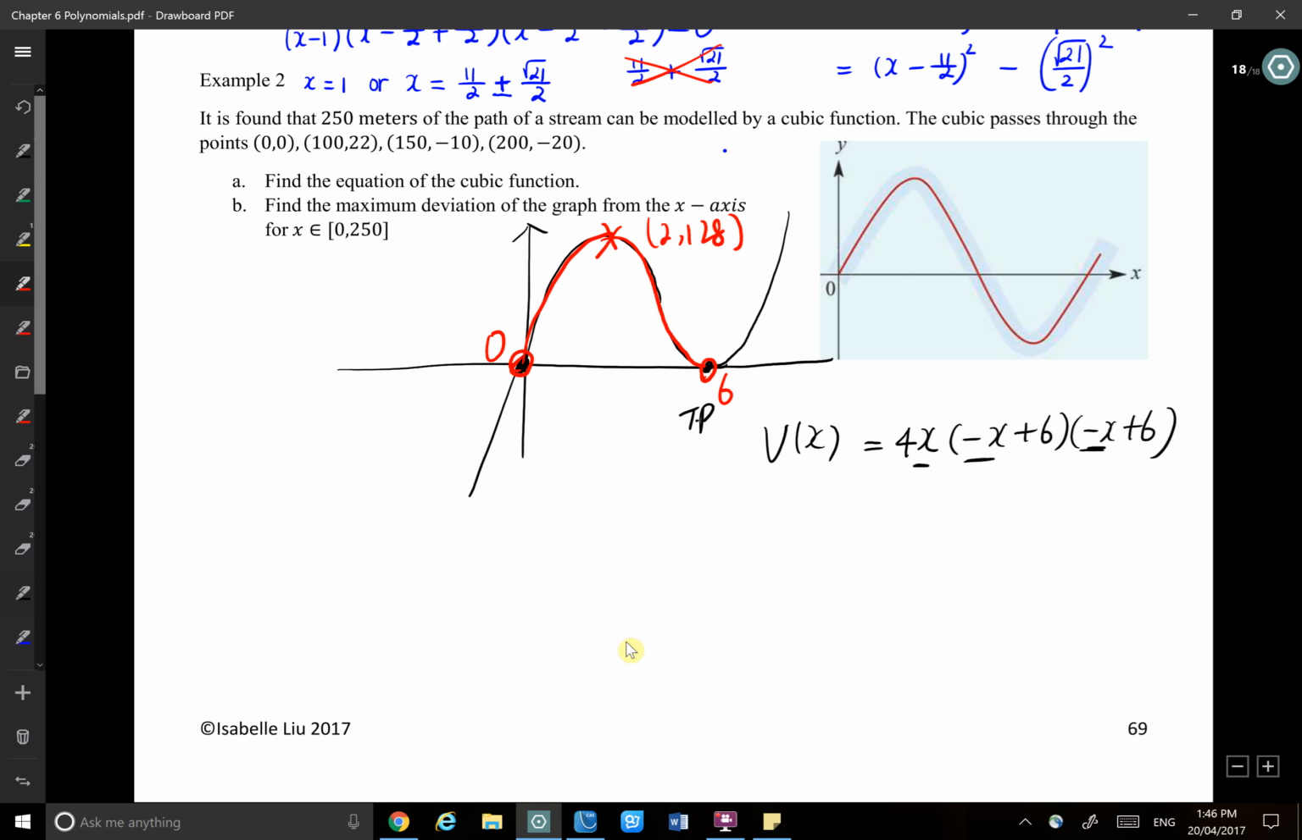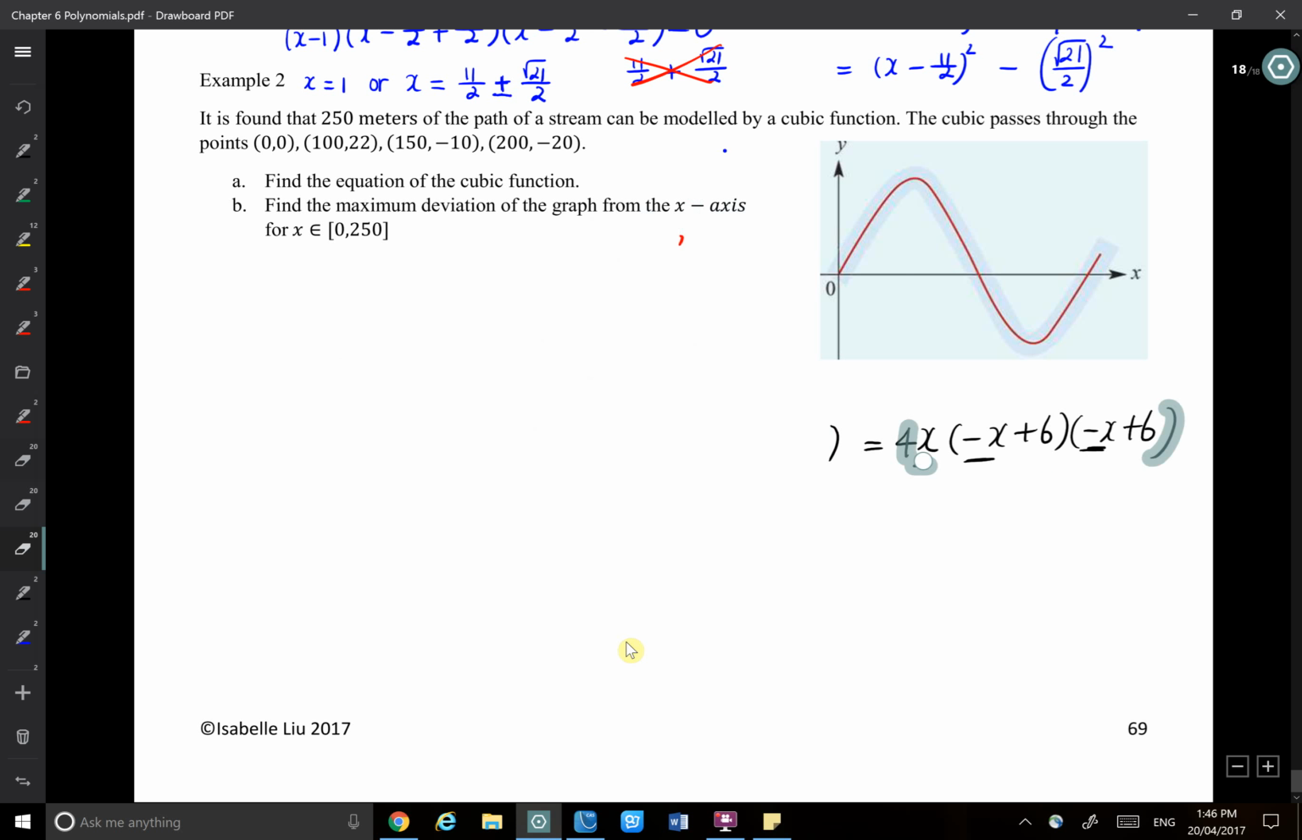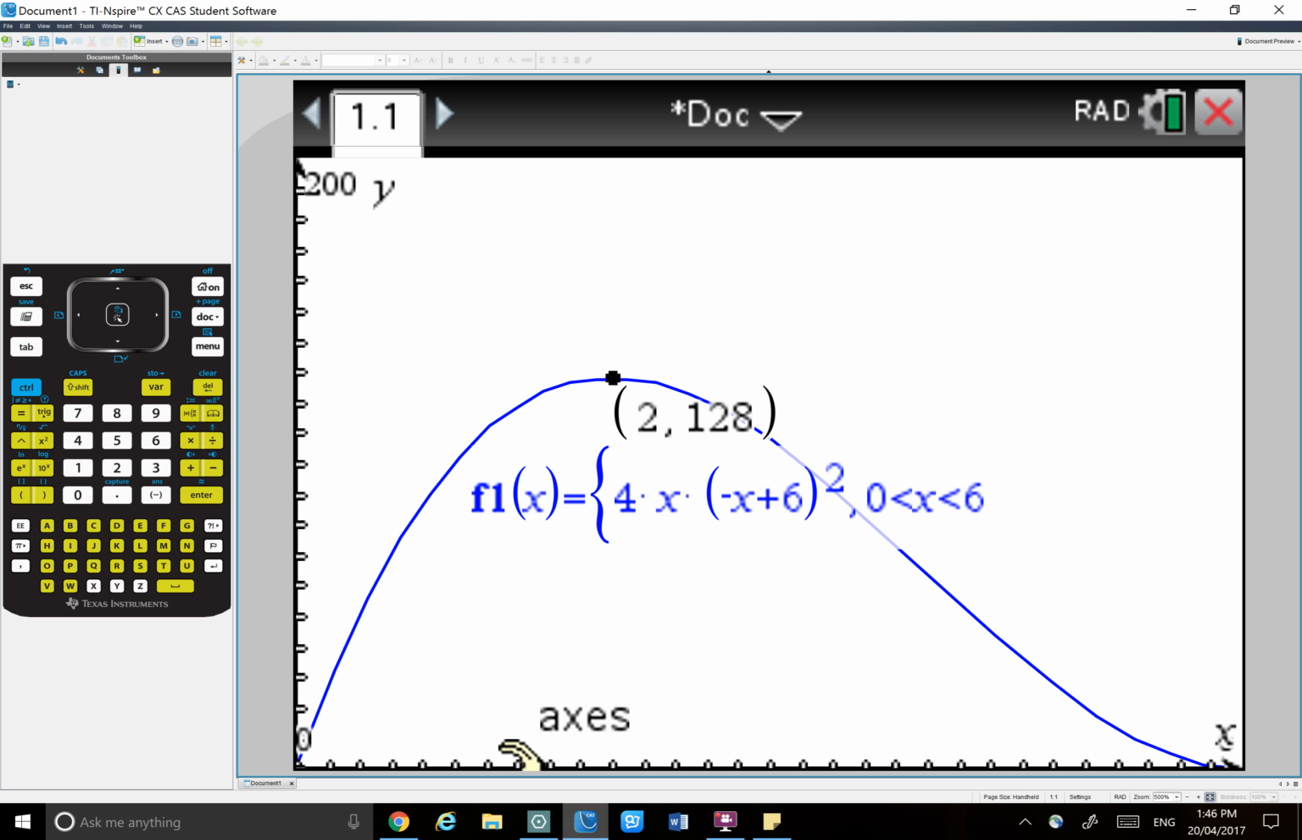Let's have a look at the next one. 2, 128. The maximum is the y value, and the y value represents the volume. The volume is 128, and x is 2. So when you cut 2 centimeters from each edge, that will give you the maximum volume.